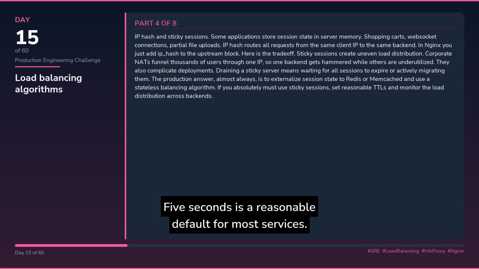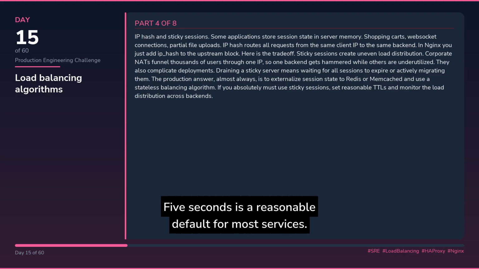IP hash and sticky sessions. Some applications store session state in server memory. Shopping carts, WebSocket connections, partial file uploads. IP hash routes all requests from the same client IP to the same backend. In Nginx you just add ip_hash to the upstream block. Here is the trade-off. Sticky sessions create uneven load distribution. Corporate NATs funnel thousands of users through one IP, so one backend gets hammered while others are underutilized.